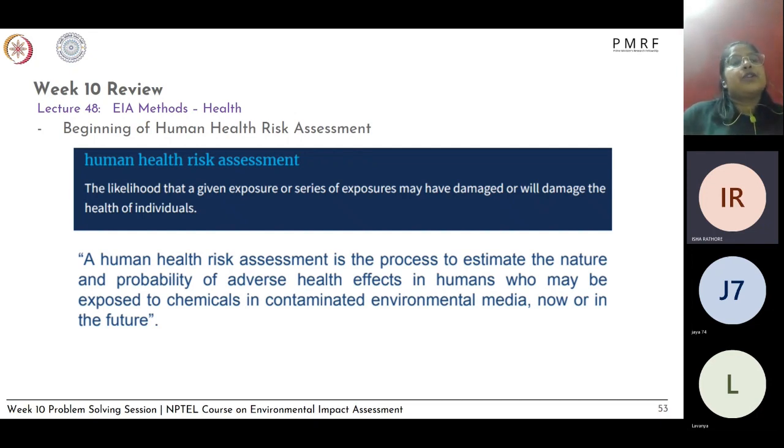And then we looked at lecture 48, which was on EIA methods for health. So we looked at the beginning of human health risk assessment. Human health risk assessment is the likelihood that a given exposure or series of exposures may have damaged or will damage the health of individuals. And this human health risk assessment is the process to estimate the nature and probability of adverse effects in humans who may be exposed to chemicals and contaminated environmental media now or in the future. So anything which affects the health of the humans present on your site.